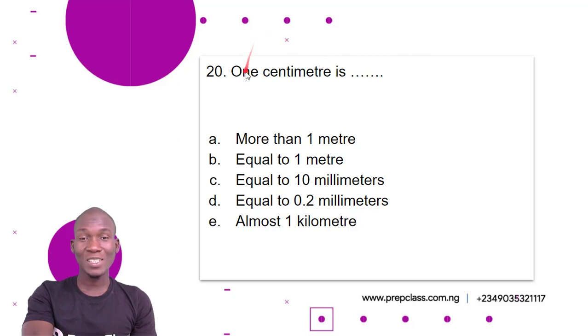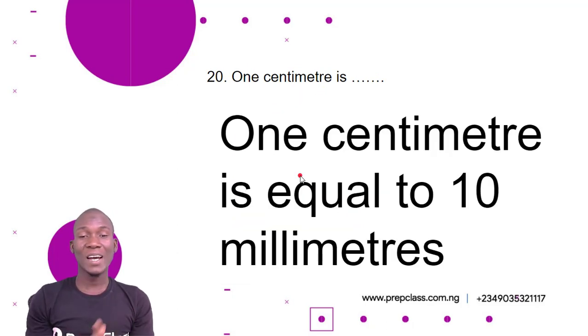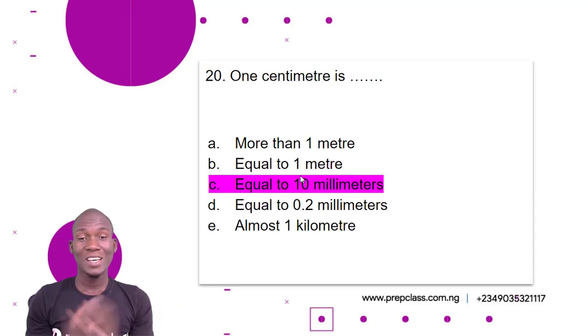So what is 1 centimeter? It means you have to convert 1 centimeter to any of these that is suitable. So obviously 1 centimeter is not more than 1 meter. It is also not equal to 1 meter. It is equal to 10 millimeters. It is not equal to 0.2 millimeters. It is not almost 1 kilometer. So the correct answer is 1 centimeter equal to 10 millimeters. And the correct option is option C, 10 millimeters.